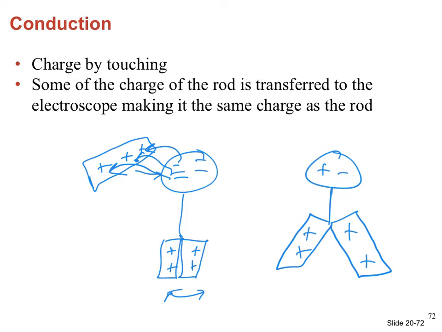Now, if I did this with a negative rod instead of a positive rod, then the rod would transfer some electrons. So remember, it's only the electrons that are moving, never the positive charge. And if something's charged, it either has excess or it lacks electrons.